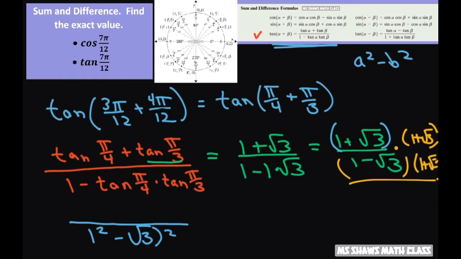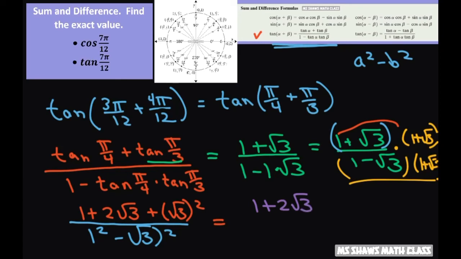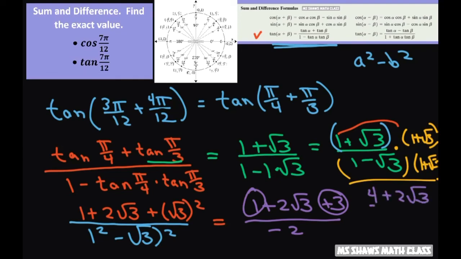So let's do that. We get 1 plus 2 square root of 3 plus square root of 3 squared. So that's going to give us 1 plus 2 square root of 3 plus 3. And this is going to be 1 minus 3. It's negative 2. So you add this up. You're going to get 4 plus 2 square root of 3 divided by negative 2.